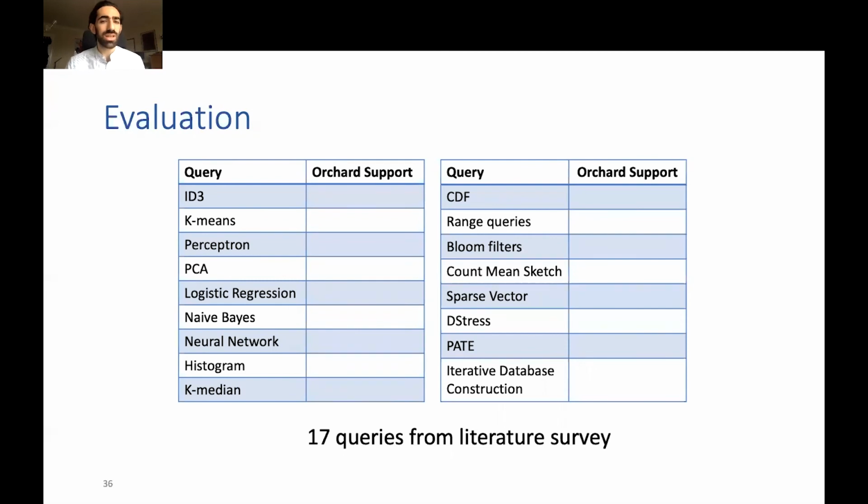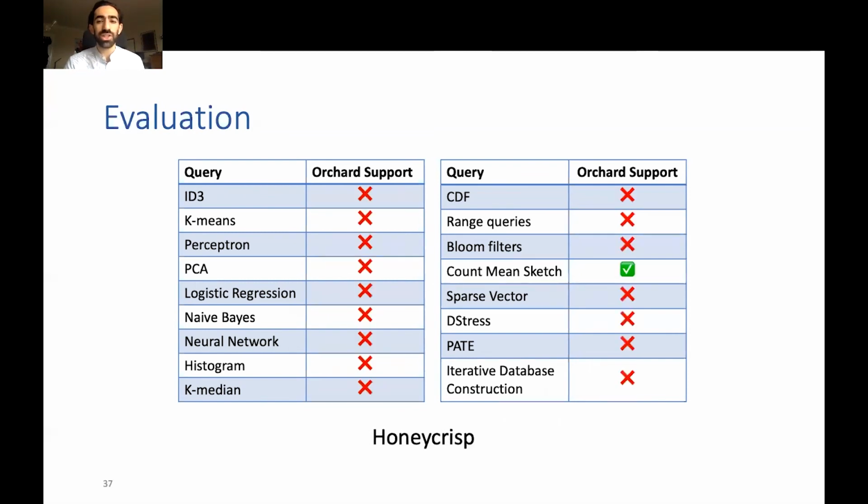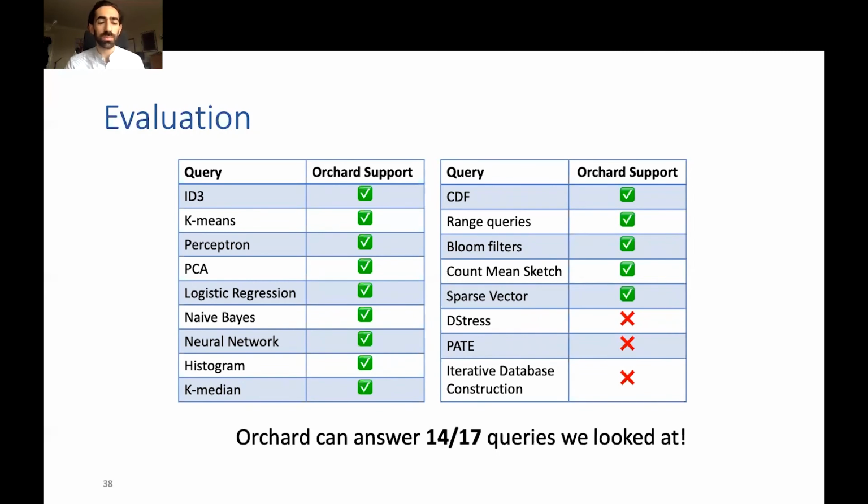So first, we took 17 queries from the differentially private literature to get a sense of coverage. I want to first remind you that with Honeycrisp, only one query is supported, count means sketch. But now you see that Orchard can support almost all of these. So a few aren't a good fit for the computational model. But again, these are all categorically different queries. So we can expect that for most other variants of differentially private queries out there, they can likely fit into something that we can run with Orchard.